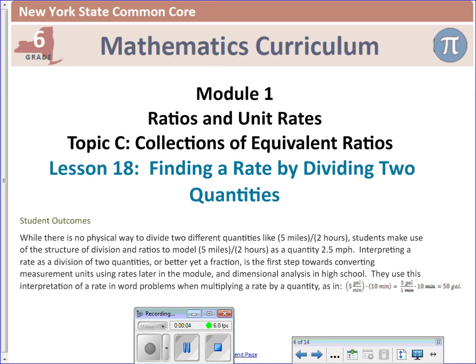Module 1, Lesson 18, Finding a Rate by Dividing Two Quantities. So again, this is actually just another way of scaling up our rates. Remember, rates are another way of looking at ratios. So today we're going to continue examining ratios as rates and quantities.